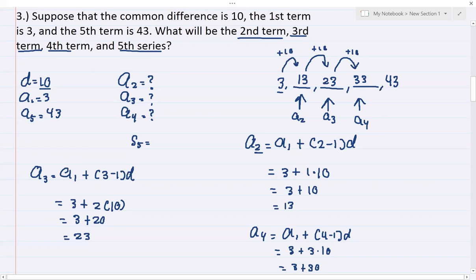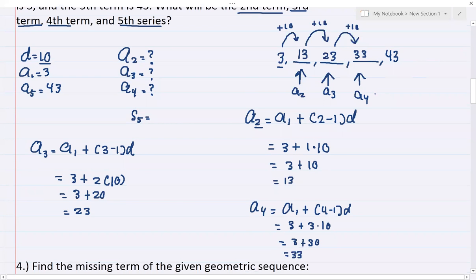So there's no need for you to use the formula. All you need to do is simply add. 3 plus 10, 13. Finish. That's the second term. Next, find the third term. It's simple. 13 plus 10, 23. Now, let's get the fourth term. 23 plus 10, 33. There you go. That's basically how you find the missing terms in a sequence. Now, let's find your S sub 5 or the fifth series.